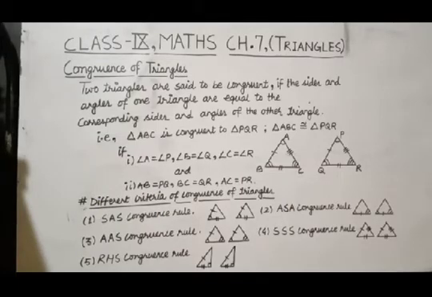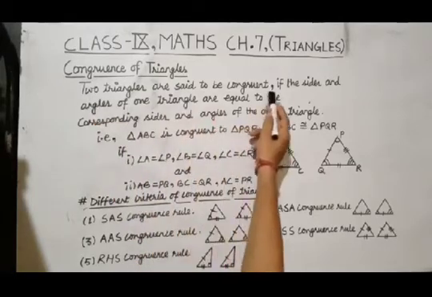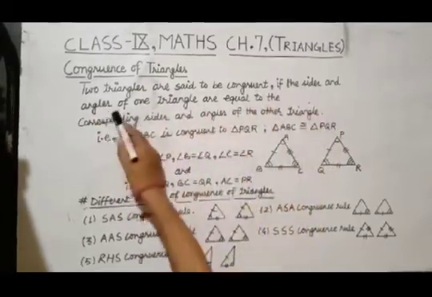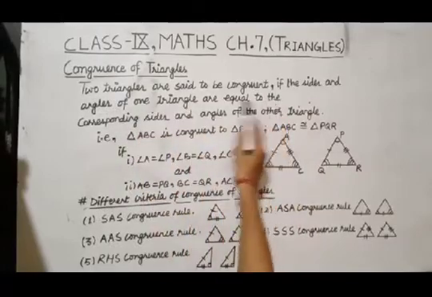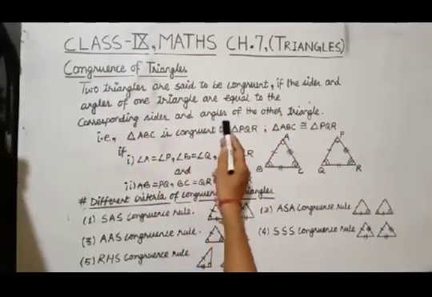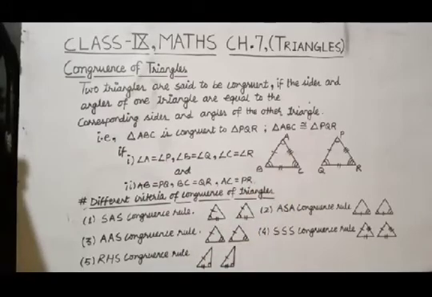For example, two circles would be congruent to each other if their radii are equal. Two squares would be congruent to each other if their sides are equal. Two rectangles would be congruent to each other if their corresponding length and breadth are equal. Similarly, two triangles are said to be congruent if the sides and the angles of one triangle are equal to the corresponding sides and angles of the other triangle.